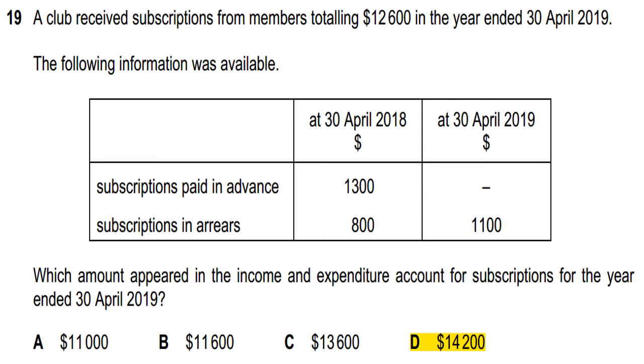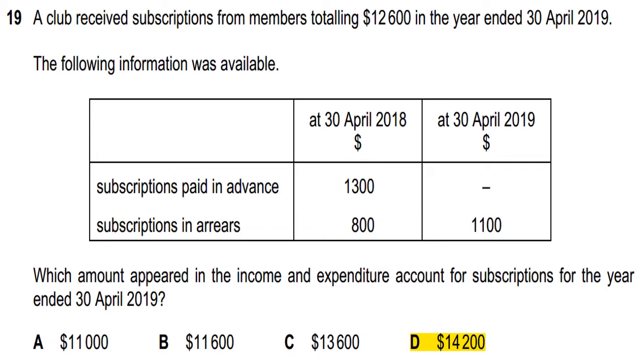And 19 number is, a club received subscription from members totaling $12,600 in the year ended 30th April 2019. The following information was available at 30th April 2018. Subscription paid in advance 1,300. It means the club received $1,300 subscription in advance, and subscription in arrears 800 at 30th April 2018.